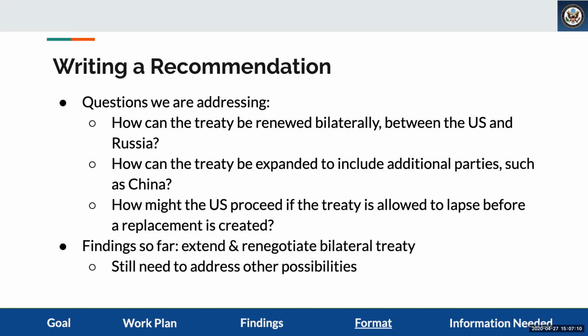How can the treaty be renewed bilaterally between the US and Russia? How can the treaty be expanded to include additional parties such as China? How might the US proceed if the treaty is allowed to lapse before a replacement is created? We are seeking to definitely answer these questions and any other questions that may arise. And as the other teams presented today, it seems like most groups are converging upon the recommendation of extending and renegotiating a bilateral treaty. However, we do still need to address the other possibilities in our recommendation write-up.